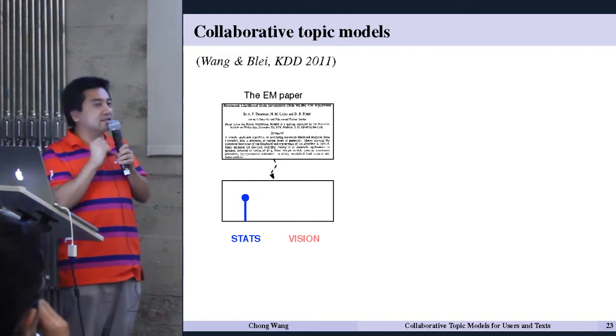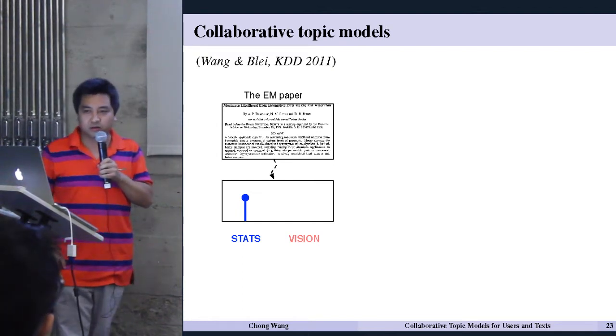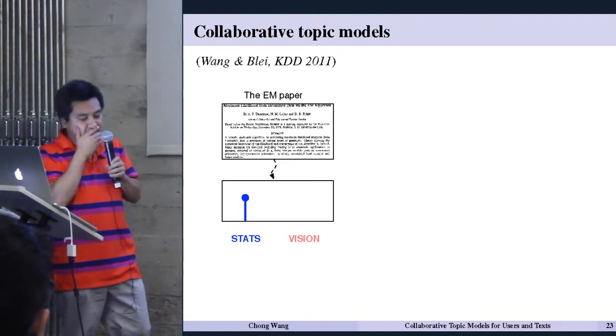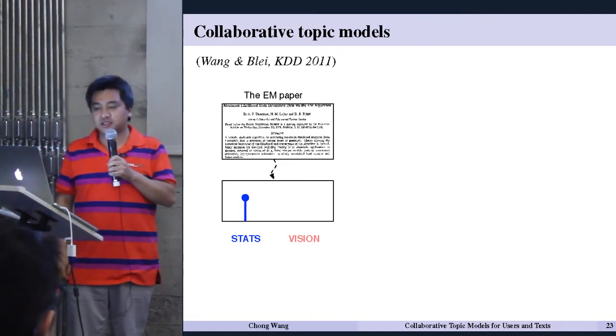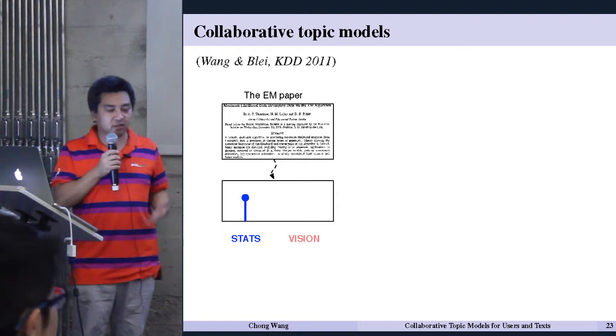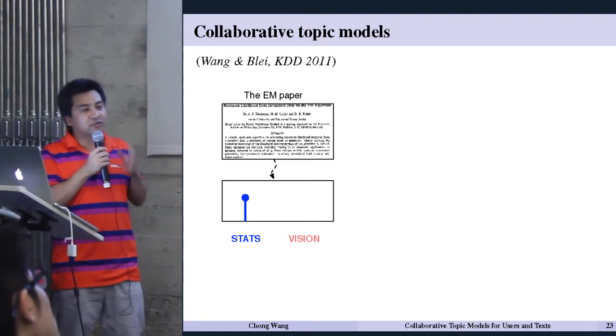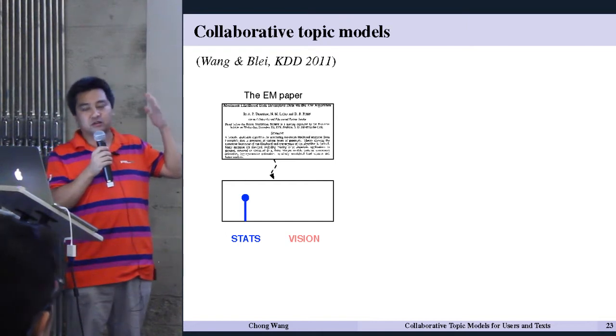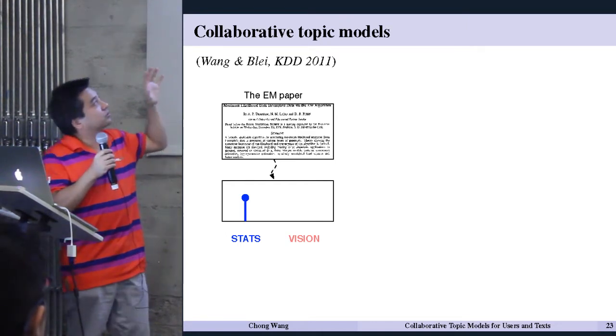So, okay, here is the basic collaborative topic model. By the way, feel free to ask any questions if you have. Here is how it works. Remember that we have the EM paper that we just talked about in the beginning. Those two examples I showed here, this is one of those examples.